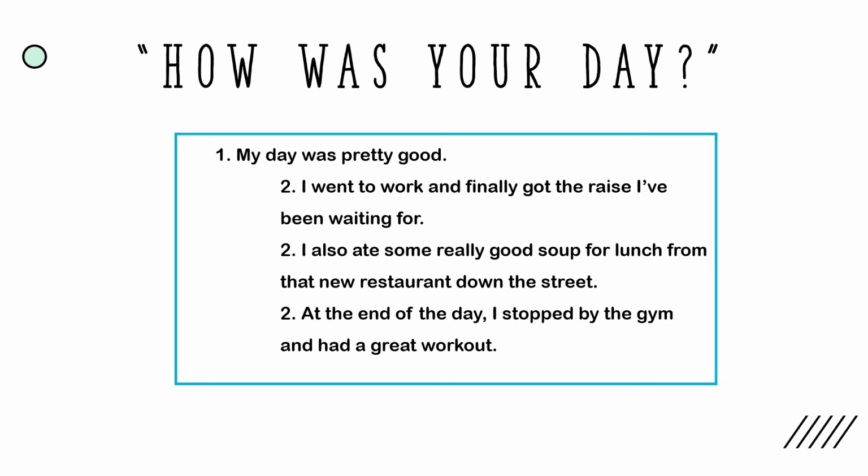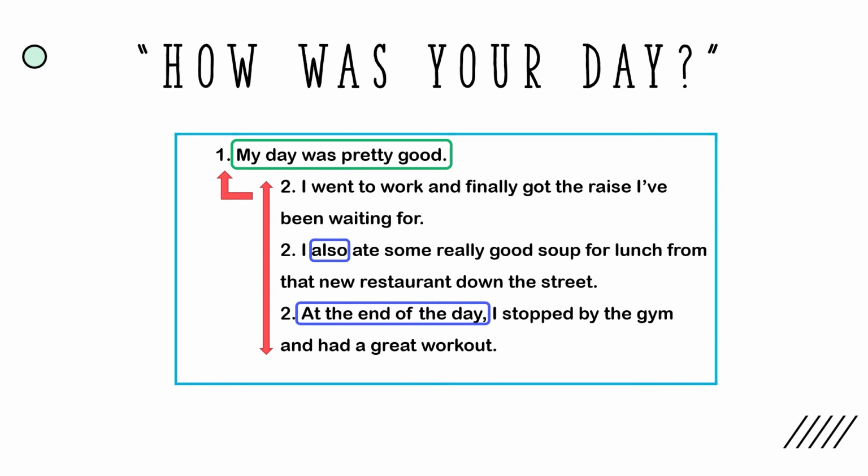In this example, we can see that the paragraph begins with the topic sentence. My day was pretty good. The remaining 3 sentences in the paragraph list reasons that support the topic sentence and are therefore subordinate to the topic sentence. And because each of the remaining sentences are similar in nature, they all list reasons why the person's day was good, they are coordinate with each other. Notice too how the paragraph uses transition words and phrases like also and at the end of the day to connect ideas and show the passage of time.